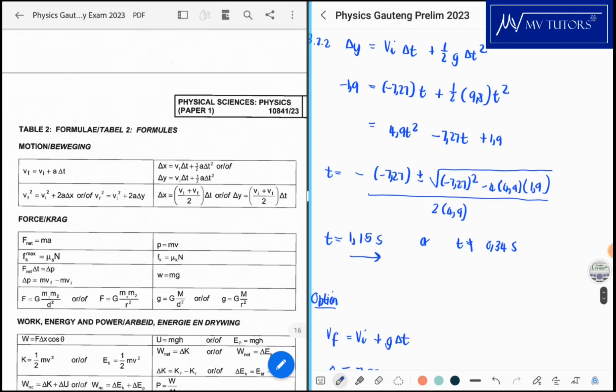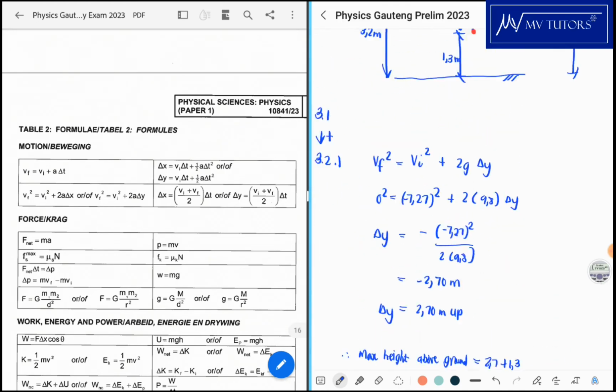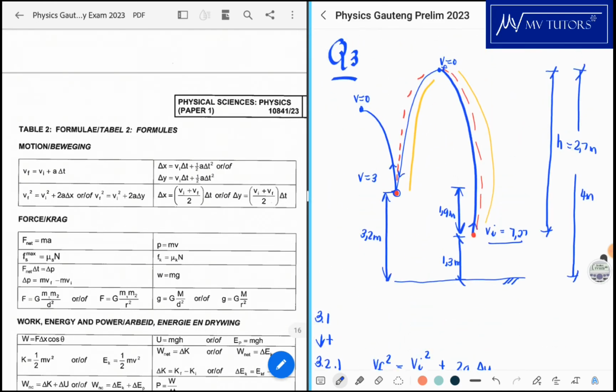And for that, we're actually going to need the final velocity over here. Okay. And then afterwards, we can then use the same equation. Final velocity is equal to initial velocity plus g delta t. So I'm just going to calculate it quickly, and then we'll resume.